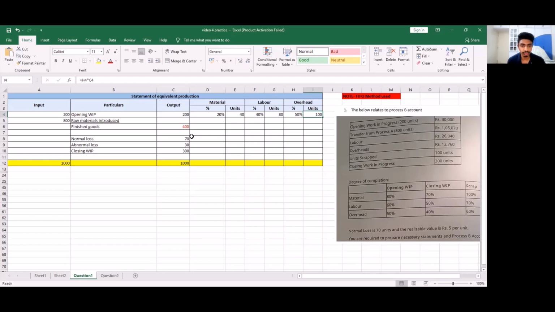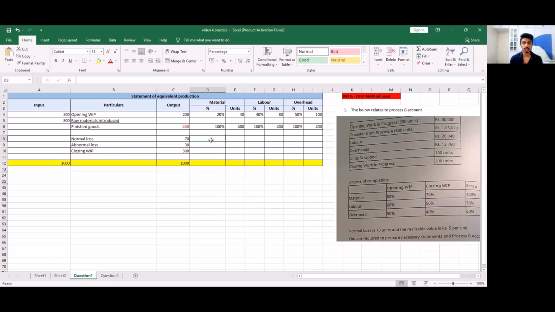Moving on, we have finished goods. And for finished goods, we know always that the work or degree of completion is 100%. So here we will mention 100%, 100% and 100%. And we calculate equivalent production the same way. So this will be 100% of 400, which will be 400 itself. And same goes for labor and overheads.